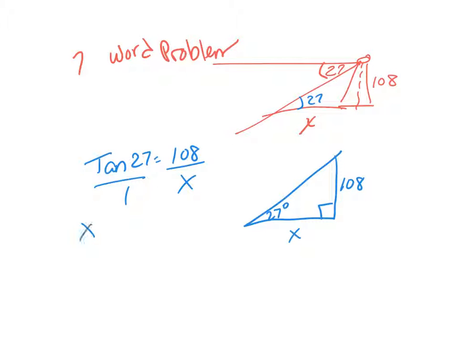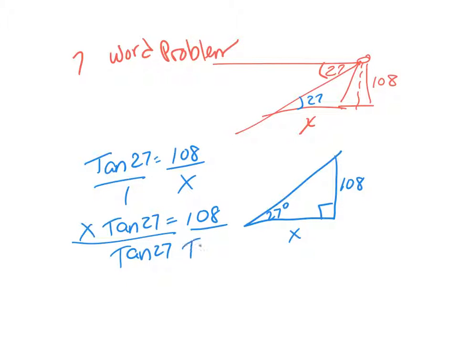We cross multiply. We get x tan of 27 equals 108. We divide by tan of 27. Notice I haven't picked up my calculator yet. Don't do it until the x is alone, and then I put it in the calculator. So that boat is 211 feet or meters or whatever the unit of measure is from the base, and if they say to the nearest, it would be 212. It would be whatever they ask you.